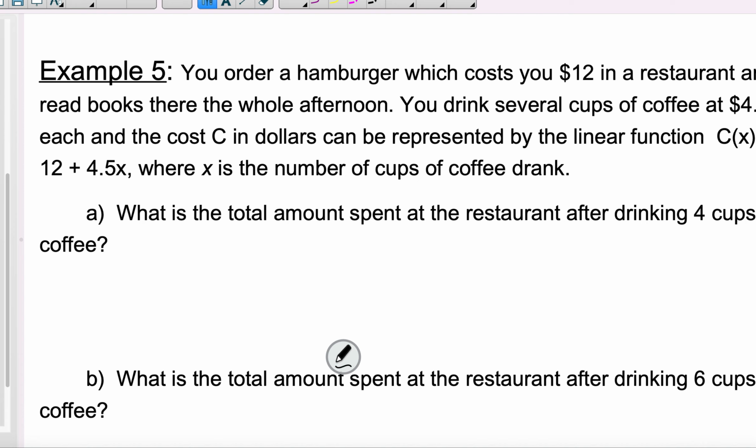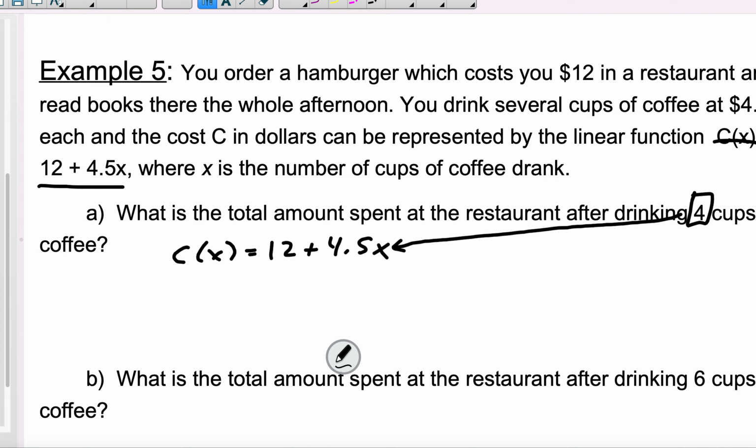So I'm going to go to my equation. It's right here. So C of x equals 12 plus 4.5x. It says that x is the number of coffees drank, and we drank 4 cups of coffee, so we're going to take 4, and we're going to plug it in there for x. 12 plus 4.5 times 4. So when I do that, I end up getting C equals $30.